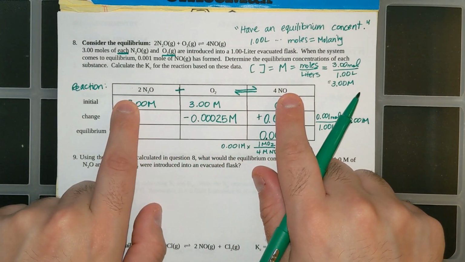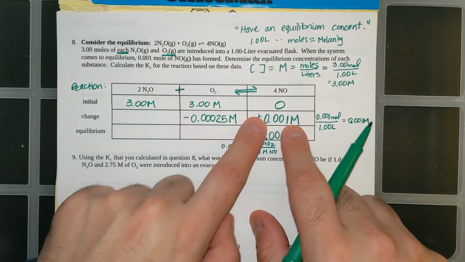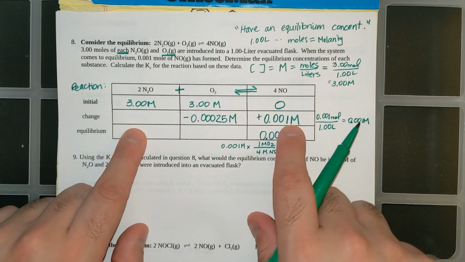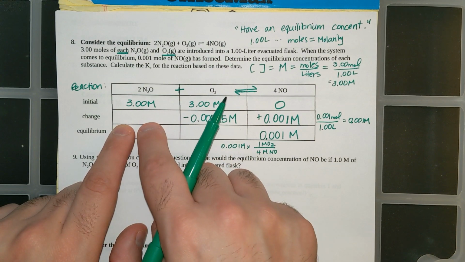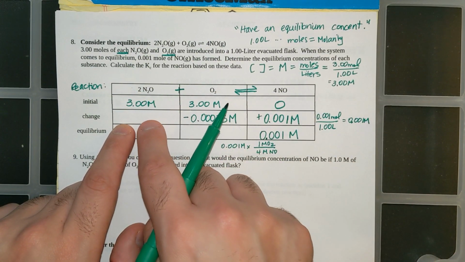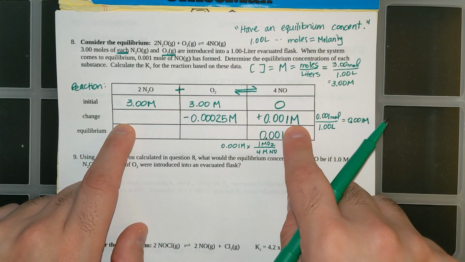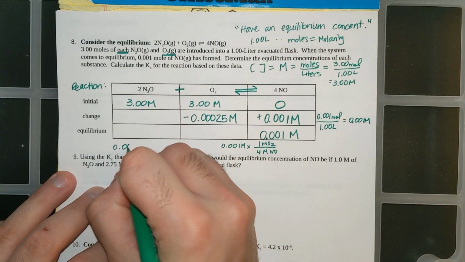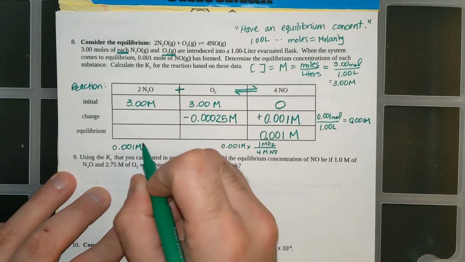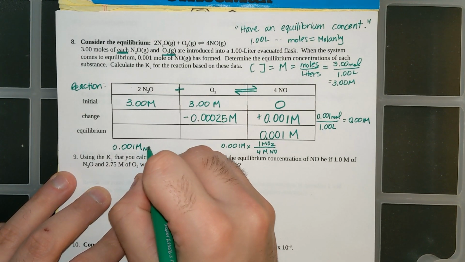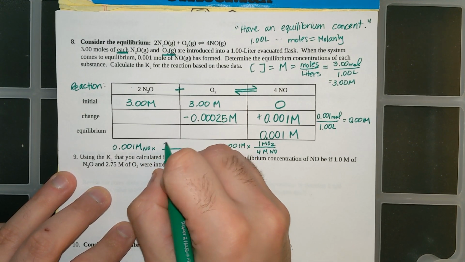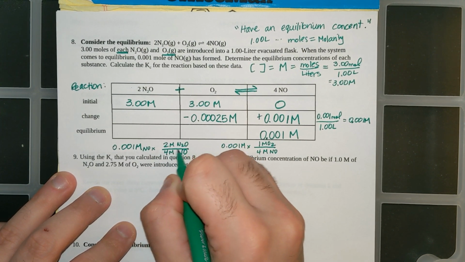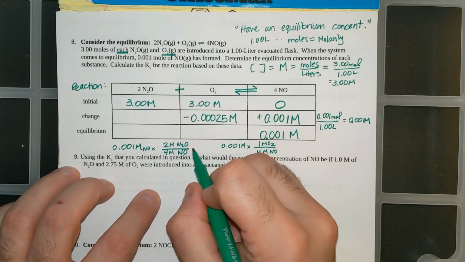This is a 4-to-2 ratio, so I'm going to have half as much of this used up from the N2O. Whatever number I get here, this is a 2-to-4 ratio, so this number must have been multiplied by 2 to get this. If you can't see it, you could use dimensional analysis: 0.001 molar of NO times 2 molar of N2O for every 4 molar of NO. This is a 2-to-4 or 1-to-2 ratio.